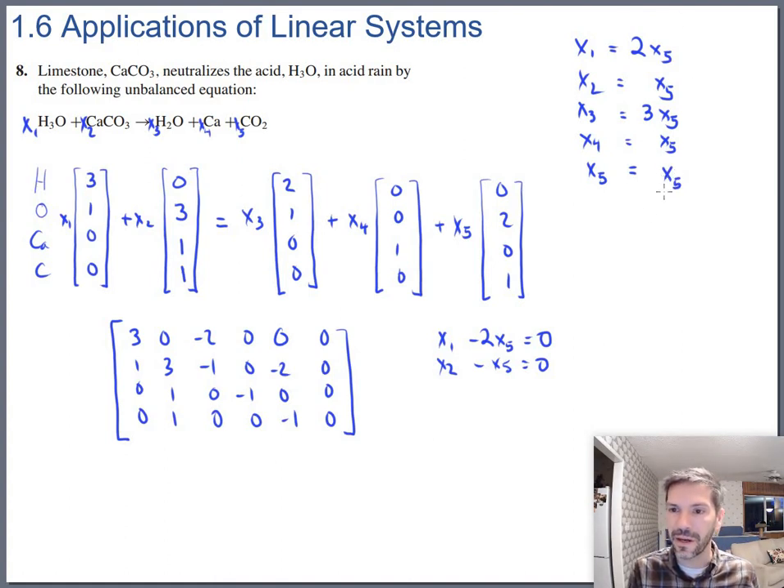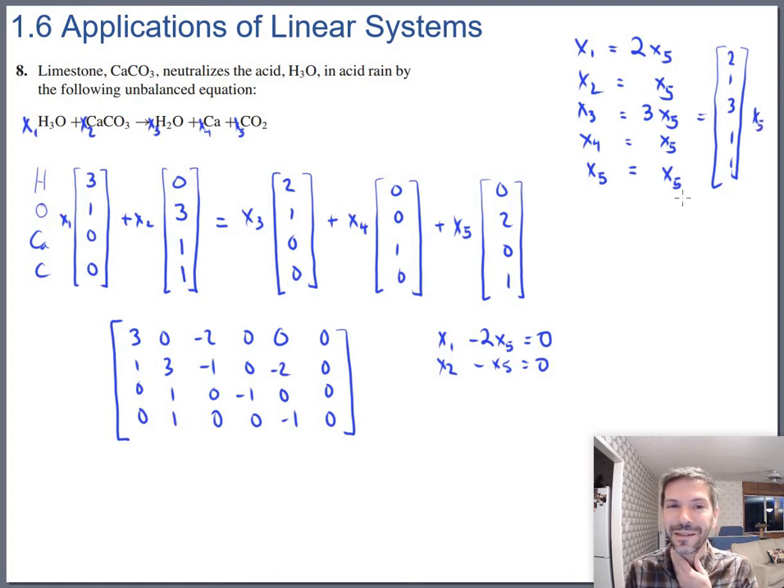And if you factor the x5 out of all of this, you get 2, 1, 3, 1, 1 times x5. So there are infinitely many solutions to this system of equations, but all the solutions come in the same proportions. x2, x4, and x5 need to be the same size. x1 needs to be twice as big, x3 needs to be 3 times as big. So if I chose x5 to be 10 for some reason, I could do 20, 10, 30, 10, 10. There's no reason not to make x5 just be 1.